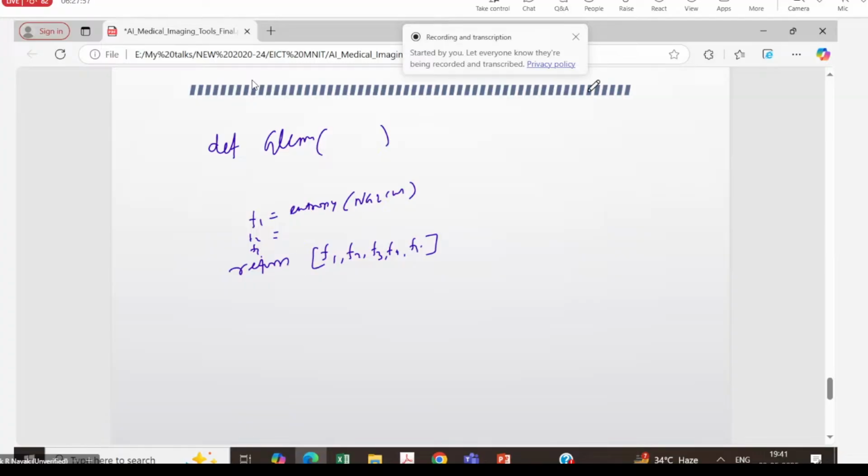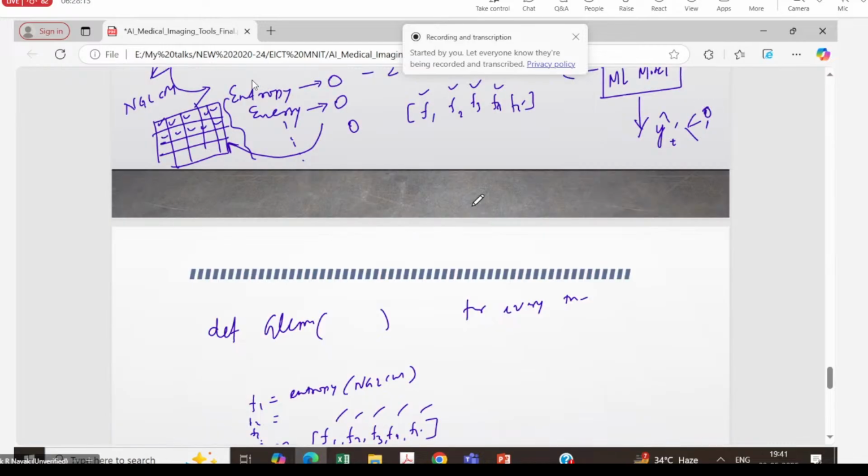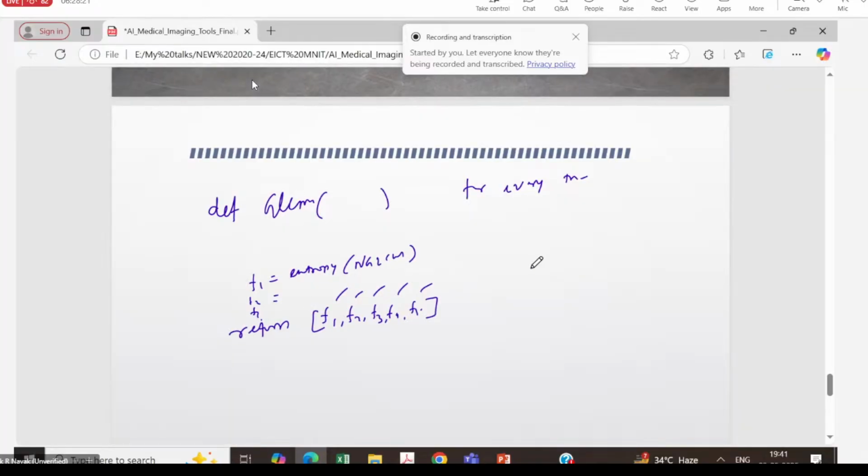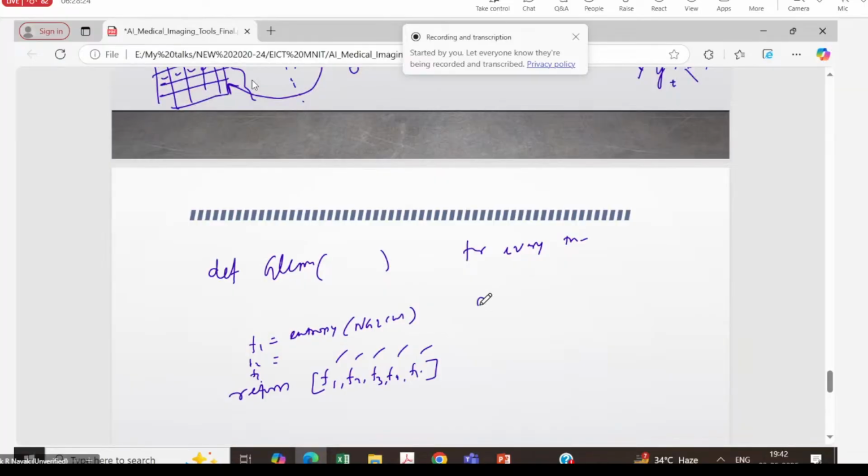And what do you have to do? For every training sample, you have to pass it to this function. Every image should be passed to this function, and for every image you will get 5 features. Now you see, instead of having a small d number of features, which is very high, equal to 256 into 256, now we have only d dash features. In our case, d is 256 into 256, which is a very big number, and d dash is now 5. There's a drastic reduction in the features.